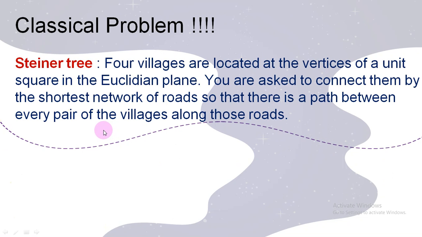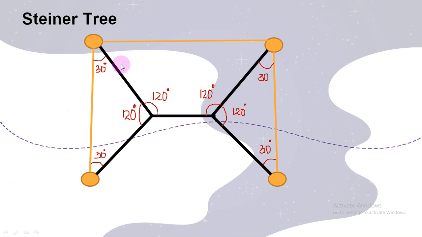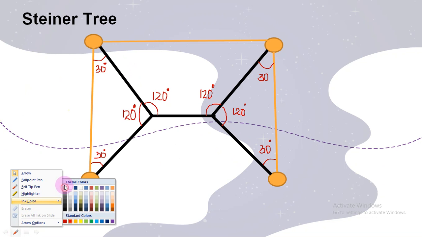Now there is one classical problem which should not miss our attention. 4 villages are located at the vertices of a unit square in the Euclidean plane. You are asked to connect them by the shortest network of roads so that there is a path between every pair of the villages along those roads. Let us try to understand this particular classical problem.